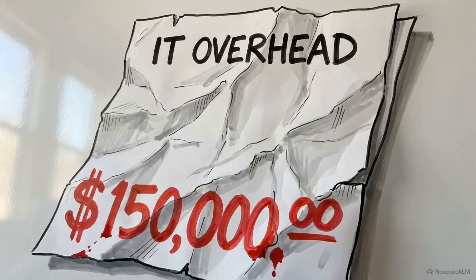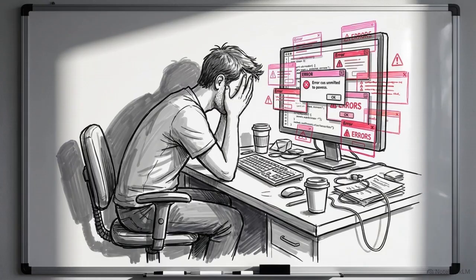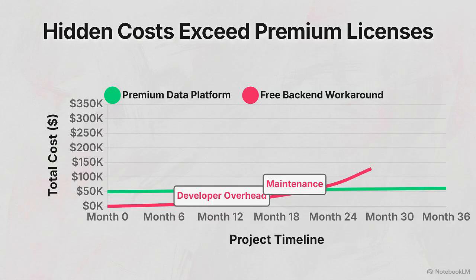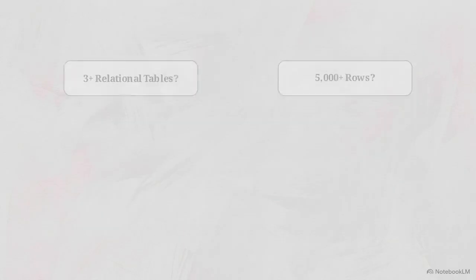There is also a hidden labor cost. Maintaining clever code hacks and managing fragmented data flows as the app scales requires constant developer intervention. Building a complex application on a free backend eventually costs the organization more in developer overhead and lost productivity than premium licenses ever would.